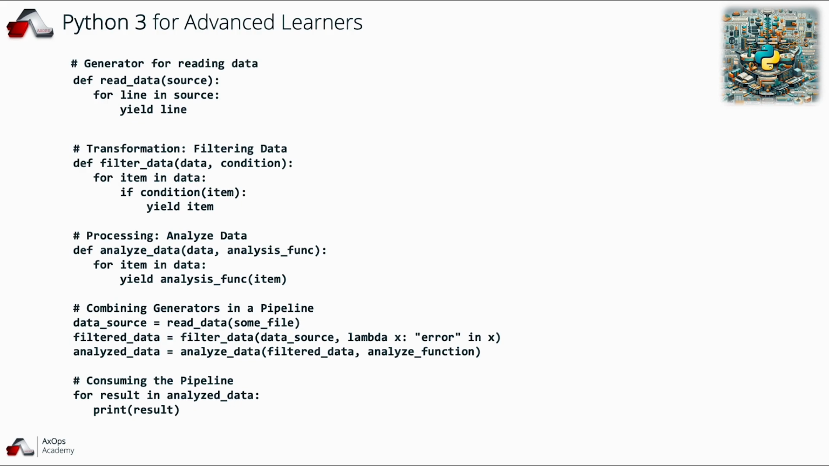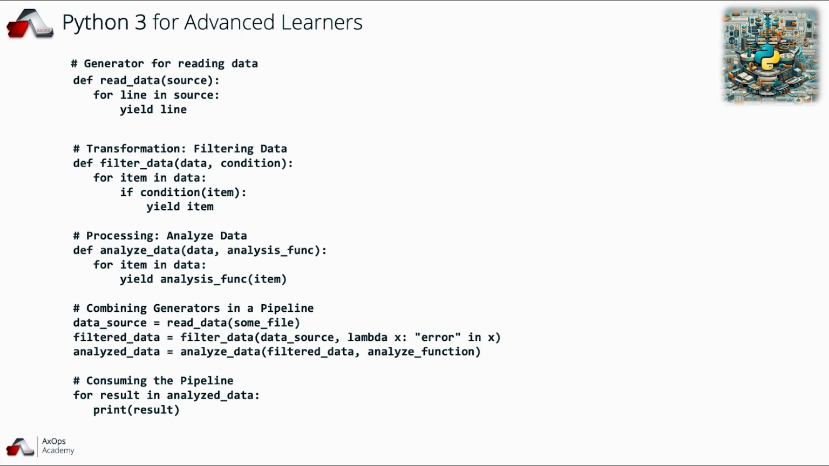We start off with a generator for reading data. This reads data from a source, and for each line in the source, it yields the line. Then we have another function for transformation called filter data that has two arguments, the data and a condition. For each item in the data source, if that condition is met, it then yields that item. Another function for processing called analyze data then accepts two arguments. One is the data, and the second, an analysis function. Then for each item in the data, this function yields a call to the analysis function with that item passed in as an argument.